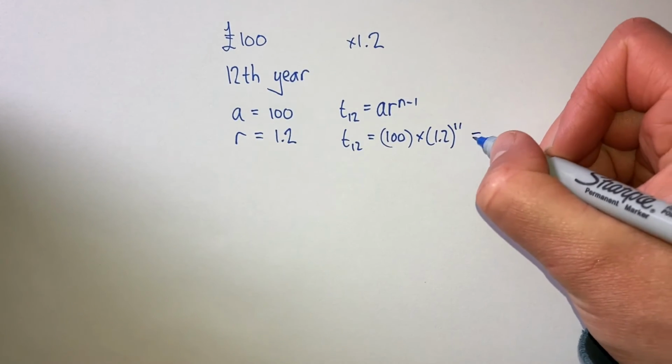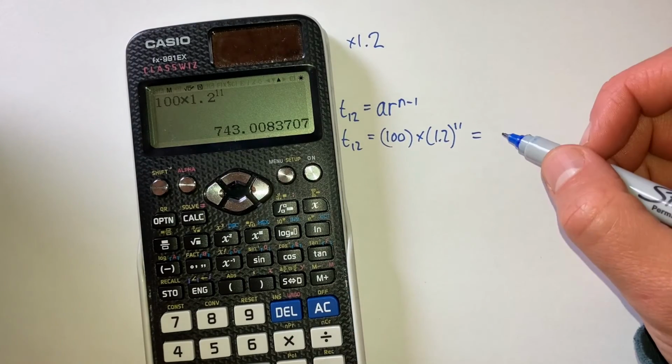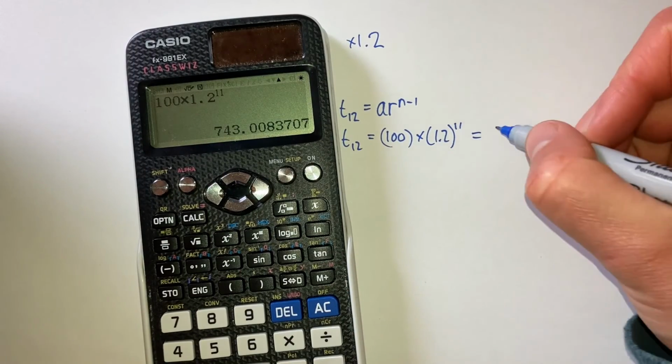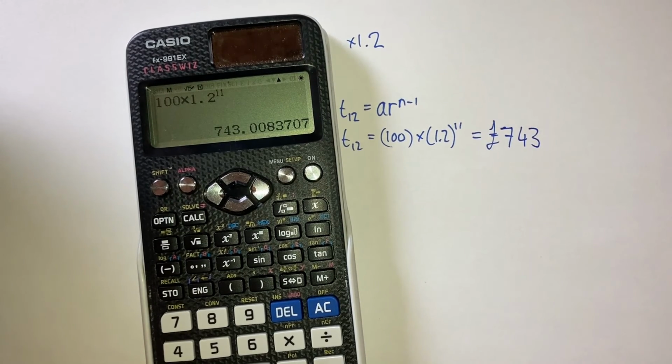So we put that in a calculator and it will give us the value. So to the nearest pound, this is going to be 743 pounds.